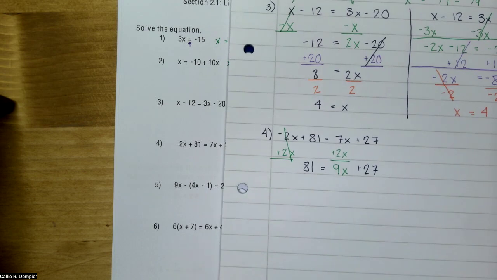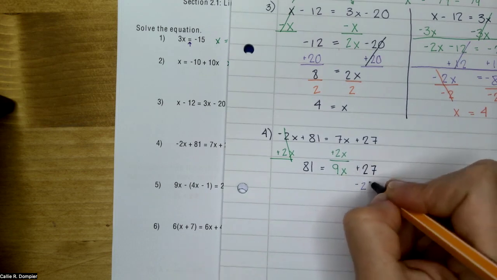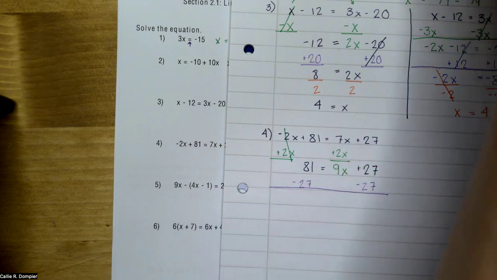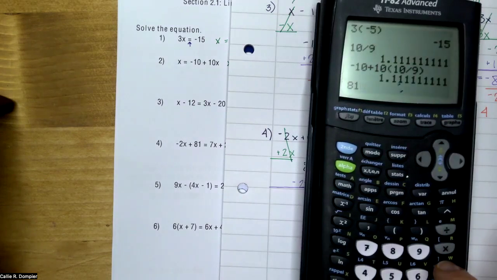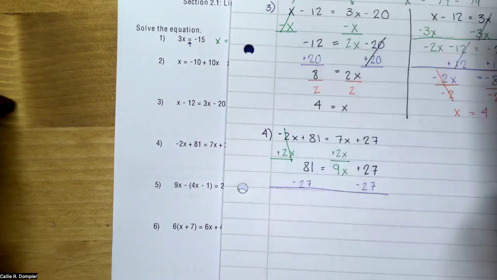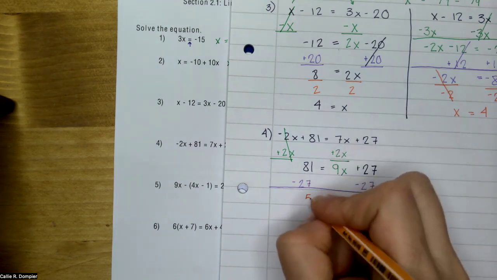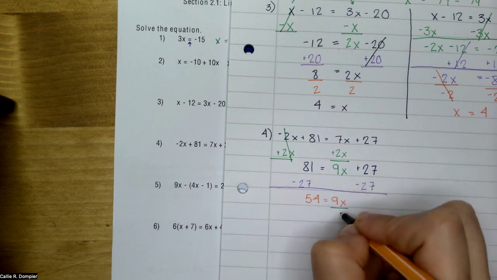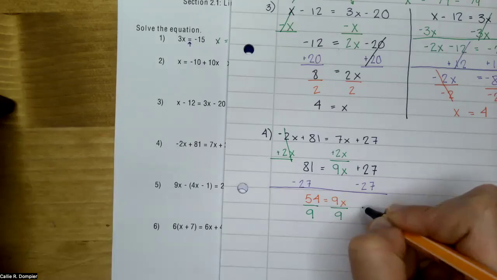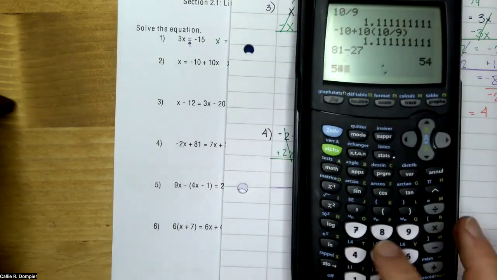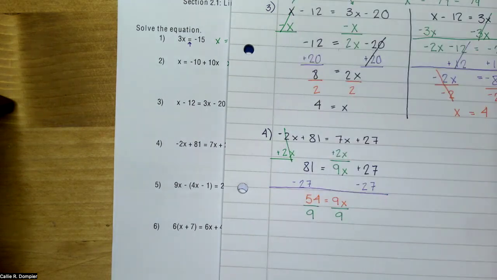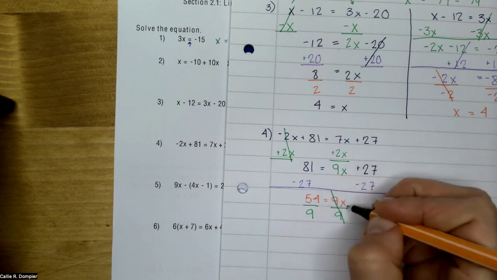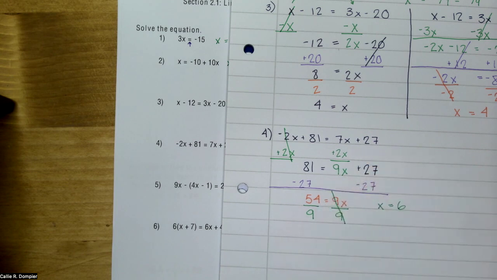I'm going to subtract that 27 from both sides. 81 minus 27 is 54. So it's a positive 54 equals 9x. X is being multiplied by 9, so we're just going to divide by 9. Anything I do to that side, I do to the other side. 54 divided by 9, we know is 6. Good, so x equals 6. Those cancel to get x on that side. 54 divided by 9 is 6.